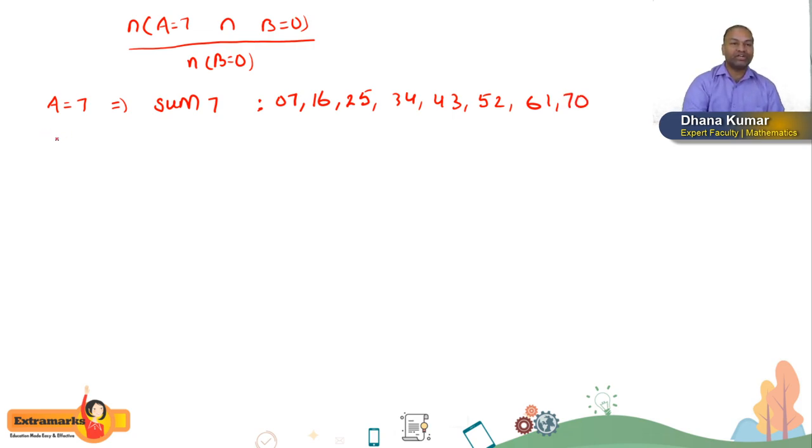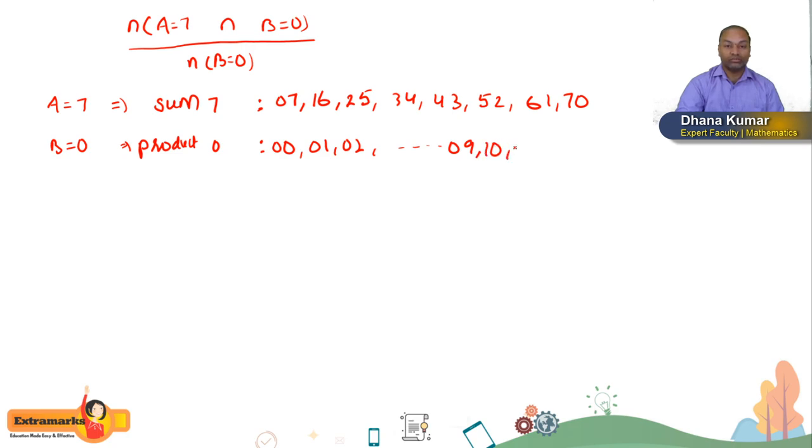Next, let us come to B is equal to 0. B is equal to 0 means what? Product 0. Possibilities: the product of the digits found on the ticket is equal to 0. Very easy. 0, 0, 0, 1, 0, 2, and so on, up to 09. Next, 10, 20, 30, up to 90. Product answer 0 means what? At least one digit must be 0. So that's why I easily wrote this one.